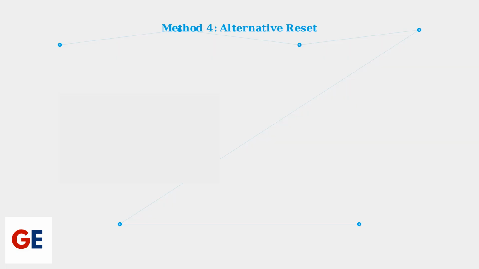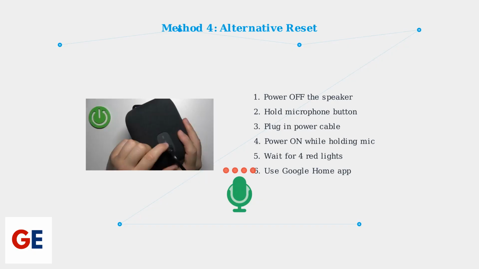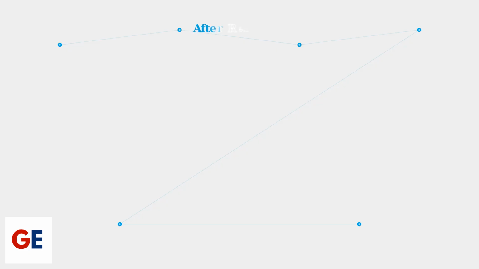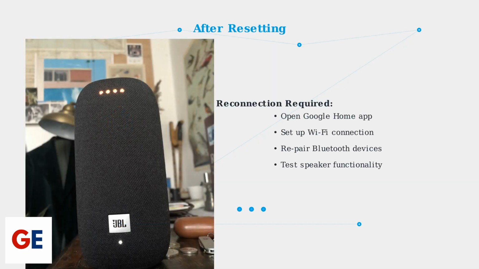If the previous methods don't work, try this alternative reset method. This involves using the microphone button while powering on the speaker. After performing any reset, you'll need to reconnect your devices. This includes setting up Wi-Fi through the Google Home app and repairing your Bluetooth devices.